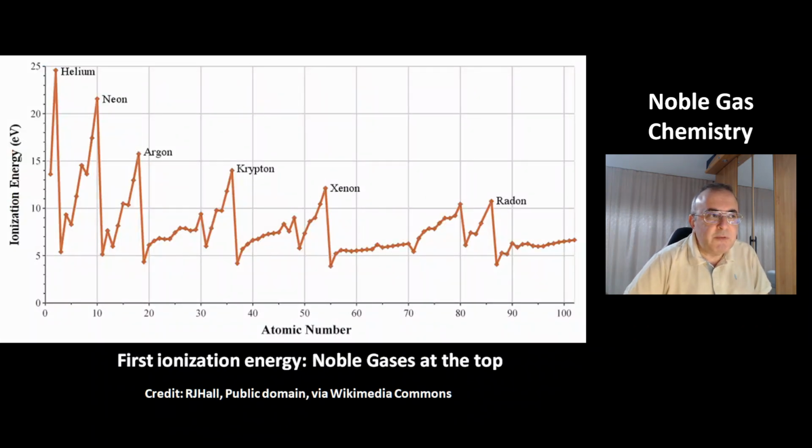This is a diagram of the first ionization energy, and you can see in each period the noble gases are at the top. The first ionization energy is the energy that you need to separate the first electron from an atom.